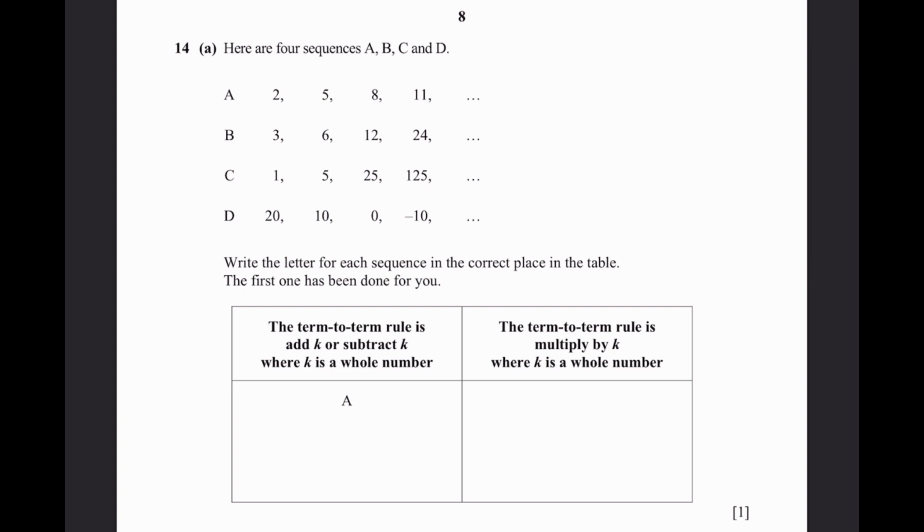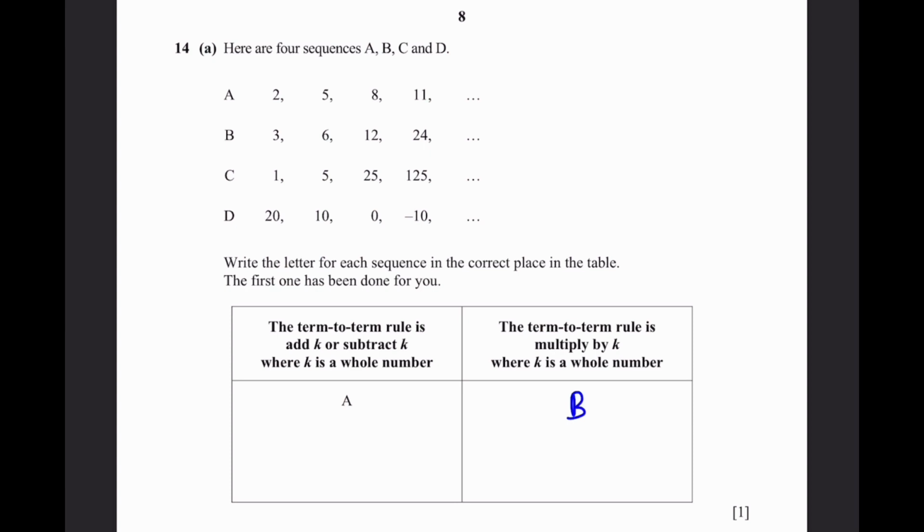Question 14. A. Here are 4 sequences A, B, C, and D. Write the letter for each sequence in the correct place in the table. The first one has been done for you. The term-to-term rule is to add or subtract k, where k is a whole number. For A, you add 3 to go from one term to the next. You can see that. So it comes over here. But for B, if we add 3 here, next one, if we add 3, we get 9. If we add 6 plus 3 is 9, but then it's 12 here. If you see, we multiply by 2. And that comes in the other column, because in that column, the term-to-term rule is multiply by k, where k is a whole number. So B comes over here.